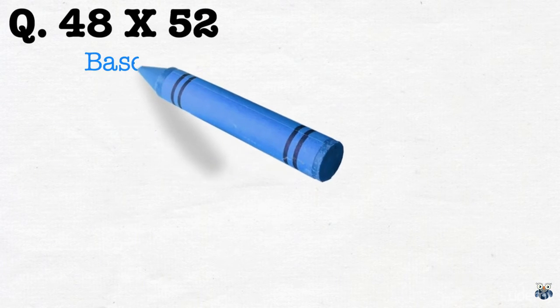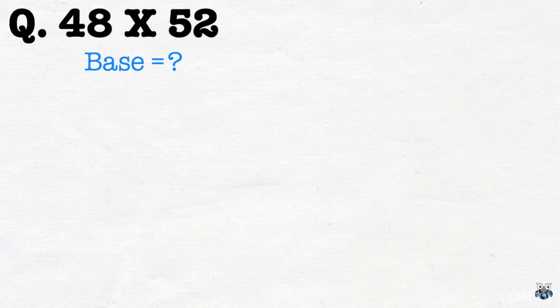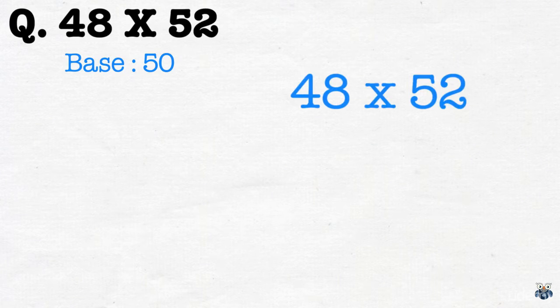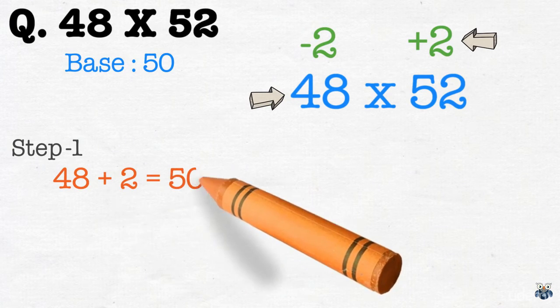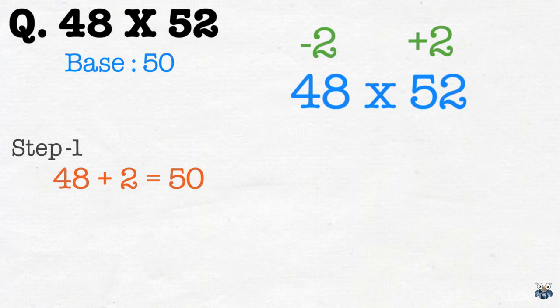What is 48 times 52? So which base would you use in this case? Both numbers are close to 50. So let's treat 50 as our base. So 48 is 2 less than 50 and 52 is 2 more. Let's write this down. Now we add the first number and second difference number. So 48 plus 2 is 50. Now since this is a base 50 method, we multiply this result with 50.